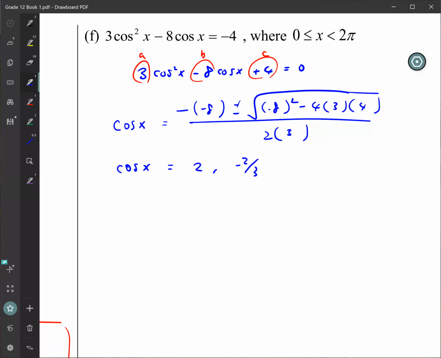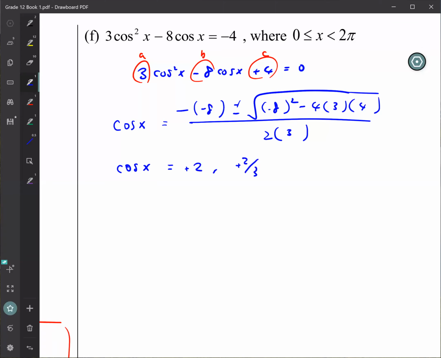How about Eric? What about you? Wait, no, 2 negative. Oh, both of them are negative. Eric, how about you? Do you have negative or positive? I have both positive. Both positive. Most people got positive. Double check your plugging in.